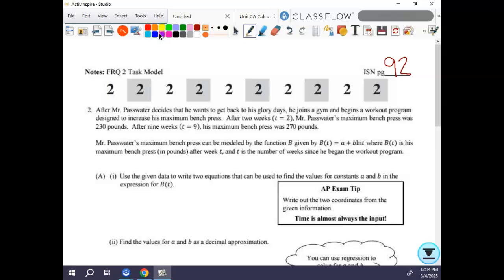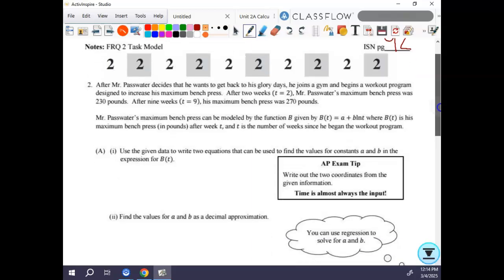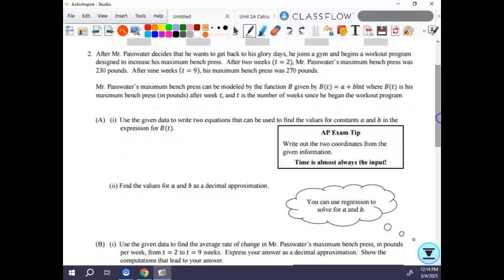All right, so after Mr. Passwater decides that he wants to get back to his glory days, he joins a gym and begins a workout program designed to increase his maximum bench press. After 2 weeks, his maximum bench press was 230 pounds. After 9 weeks, his maximum bench press was 270 pounds. So his maximum bench press can be modeled by the function B given by this right here.